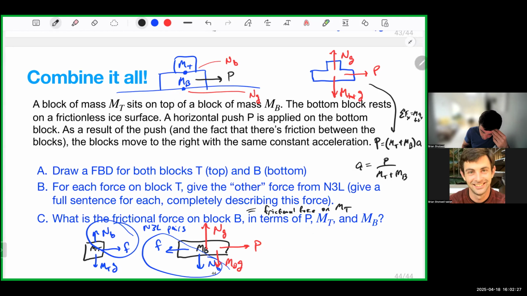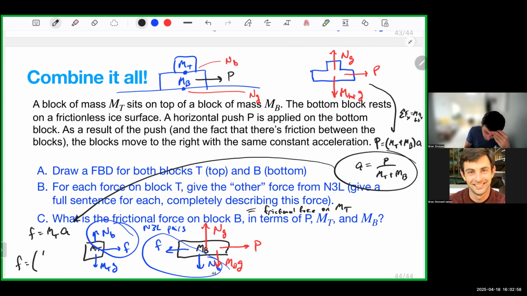So looking at a free body diagram for MT, we have f is equal to MT times the acceleration. Right, the acceleration of just this block is the same as the acceleration of the two blocks together because they move together. We're told in the problem statement they move together with the same constant acceleration. So that frictional force is mt times a, and this a is what we're going to plug in for that acceleration. So the answer is mt over mt plus mb times the push. So remember, there's this P right here.